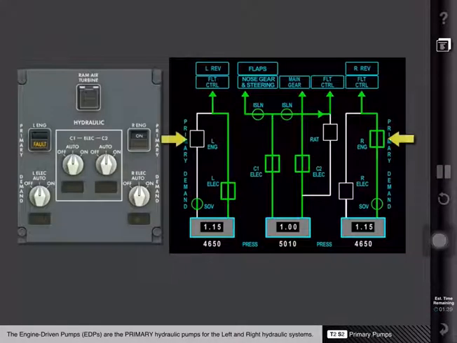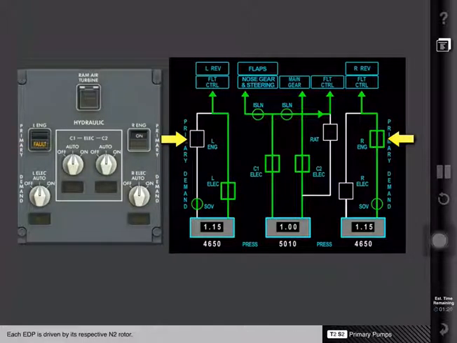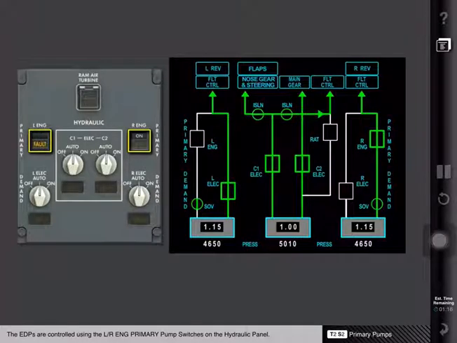The engine-driven pumps, or EDPs, are the primary hydraulic pumps for the left and right hydraulic systems. Each EDP is driven by its respective N2 rotor. The engine-driven pumps are controlled using the left and right engine primary pump switches on the hydraulic panel.